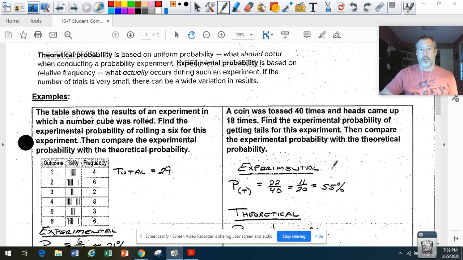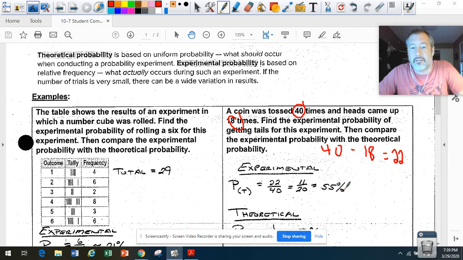So scroll up here. We know that if we flip that coin 40 times and we got heads 18 times, I do 40 minus 18, which gives us 22. So we can say the probability of getting tails, P of tails, is 22 out of 40. We can reduce that to 11 over 20. And 11 divided by 20 is 55%. So in the experiment, tails will come up 55% of the time.